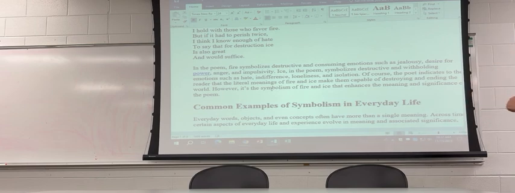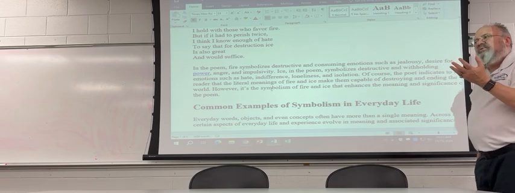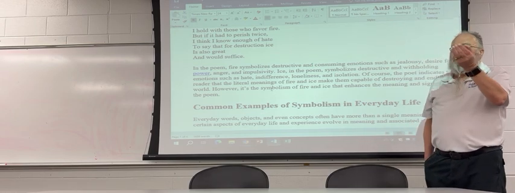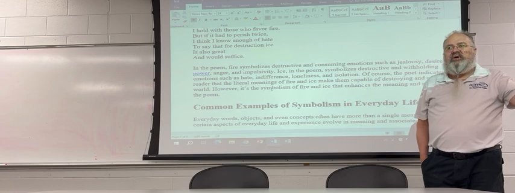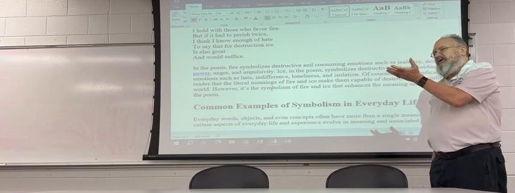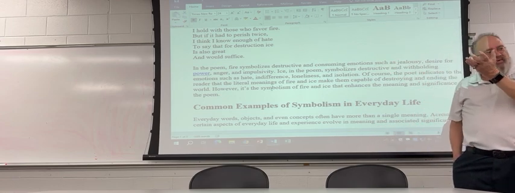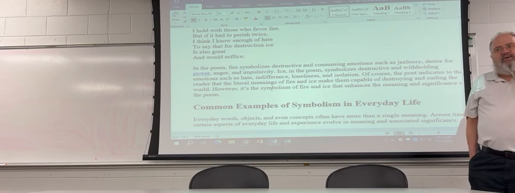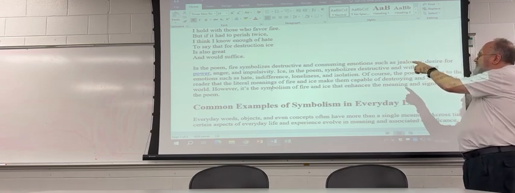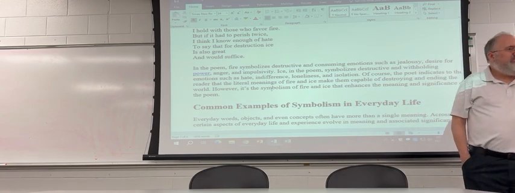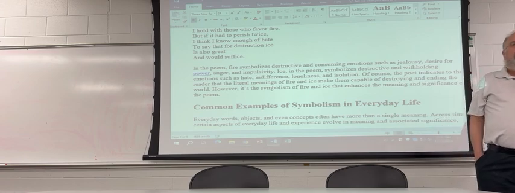Of course, the poet indicates to the reader that the literal meaning of fire and ice also makes them capable of destroying, right? Things can burn, things can freeze, so it has a literal meaning too. Remember in the very beginning, I said that symbols are themselves and also something else. That's what makes it a symbol. So in this case, the fire can be the destructive element, fire. It can also be, as they say here, the destructive and consuming emotions, such as jealousy.